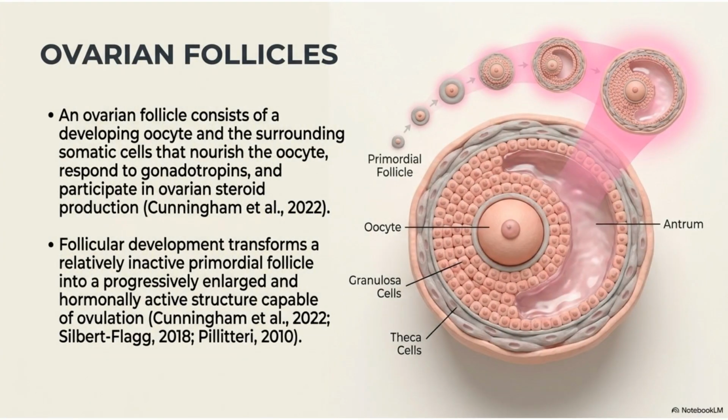Finally, an ovarian follicle consists of a developing oocyte supported by somatic cells. These cells respond to gonadotropins and are vital for steroid production, driving the follicle's transformation from primordial to mature.